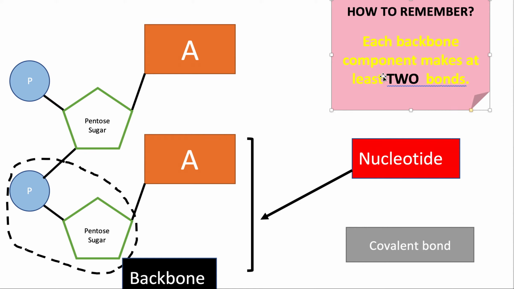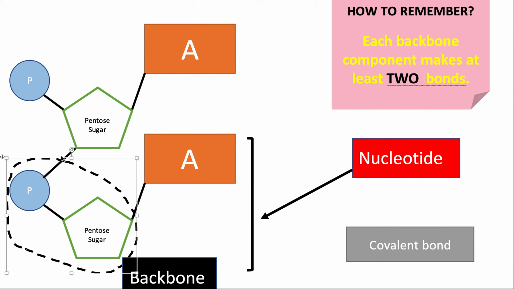The reason why I said at least 2 bonds is because the pentose now makes 3 bonds. So just remember, they need to make at least 2 bonds, because if a scenario like this were to happen, say you decided to bind it from the pentose to pentose, then this wouldn't be fulfilled. Each backbone component would not have at least 2 bonds, because now the phosphate only has 1 bond and the pentose has 3. So no, this would not be correct. It needs to be from the phosphate to the pentose sugar for that way to remember to be fulfilled.